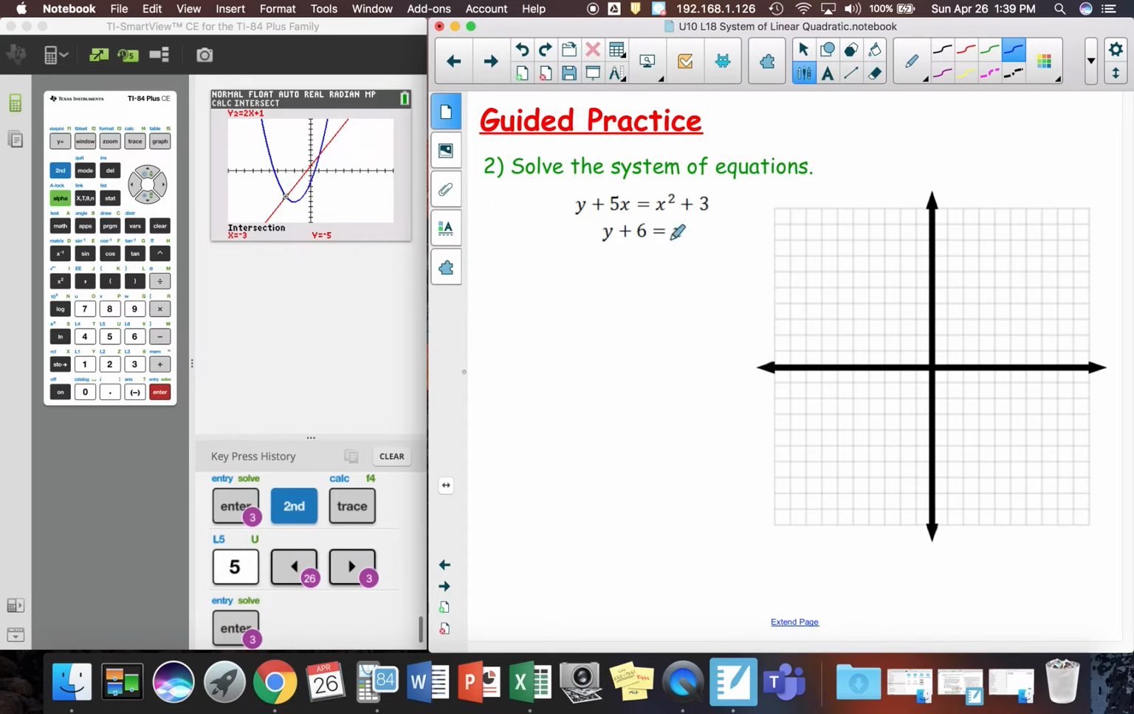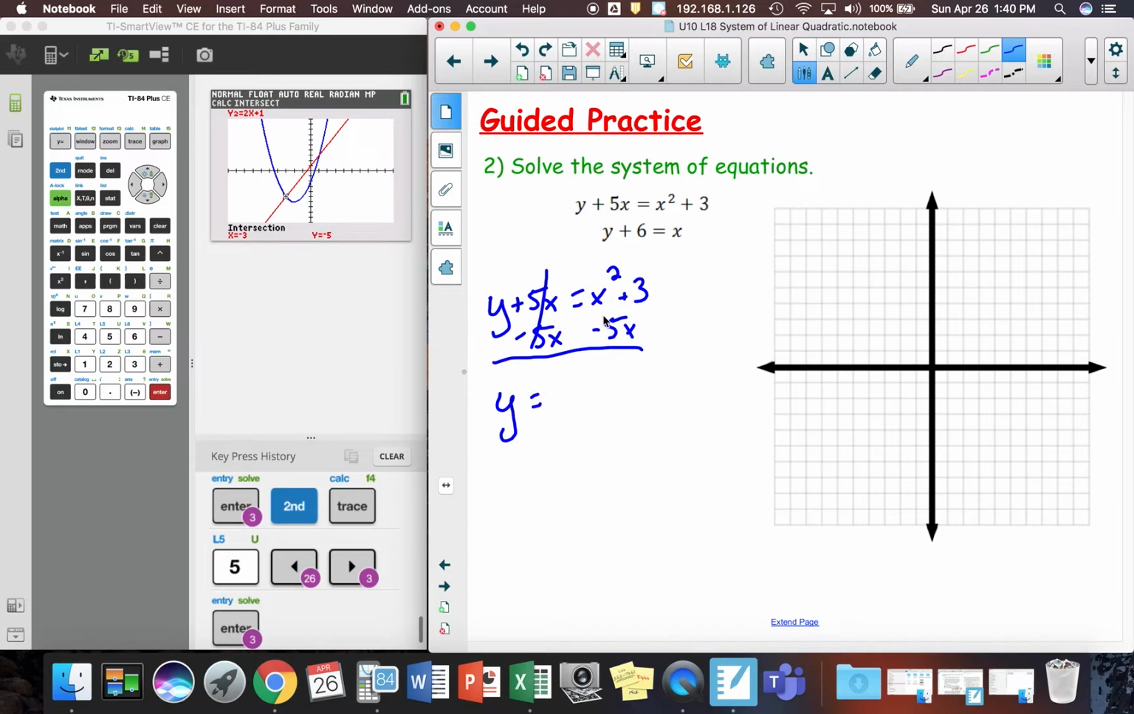So we have two equations here, and we need to put them into y equals because neither of them says y equals. I'll do the first one on the side here. We have y plus 5x equals x squared plus 3. I need to get rid of 5x, so subtract 5x on both sides. And I have y equals.